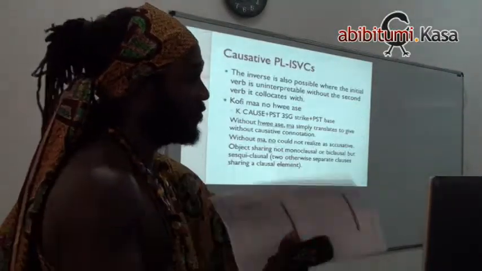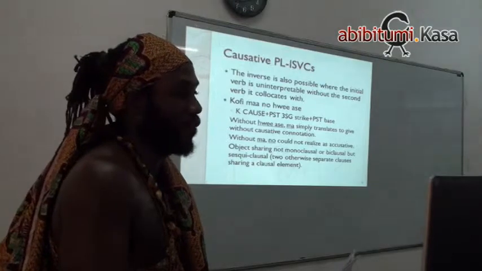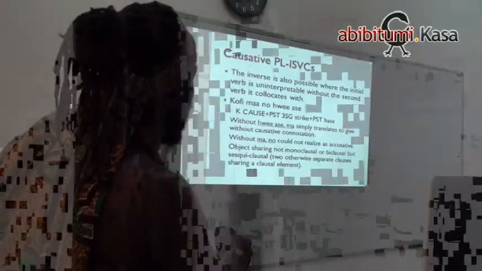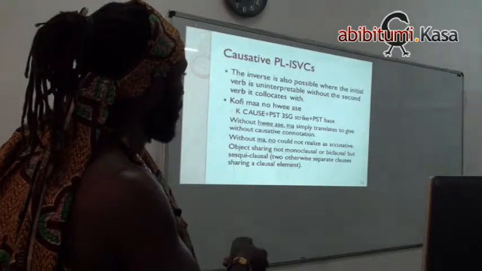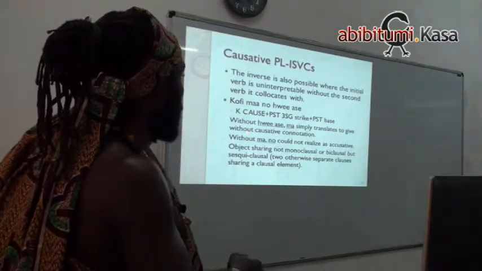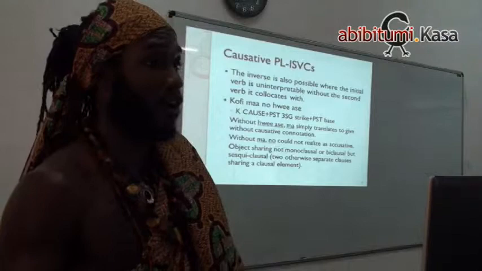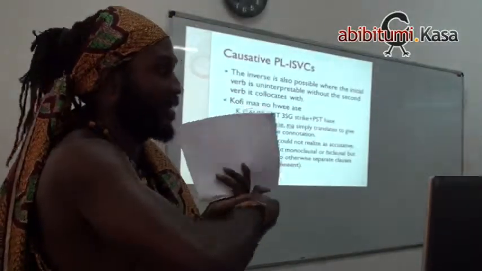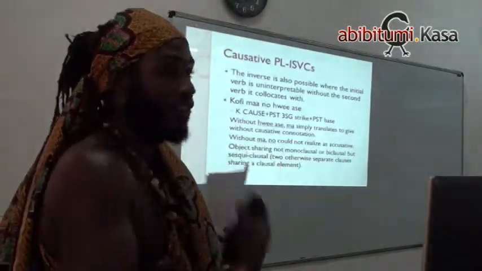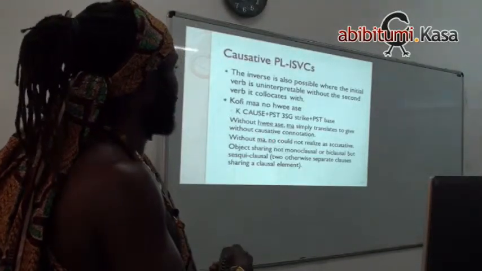Also, in the case of causative PLISVCs, this is a subset of PLISVCs. The inverse is also possible, where the initial verb is uninterpretable without the second verb it collocates with. So an example, Kofi ma no shiase. Kofi caused, the third singular, to strike the base or strike down. So the ma is dependent on shiase. Without shiase, ma simply translates to give, and it doesn't have a causative connotation. This means that they've been lexicalized, they've been semantically integrated to the point that unless you have this other verb coming, the first one doesn't mean what it means in the entire construction. Also, without ma, the no could not be realized as accusative.